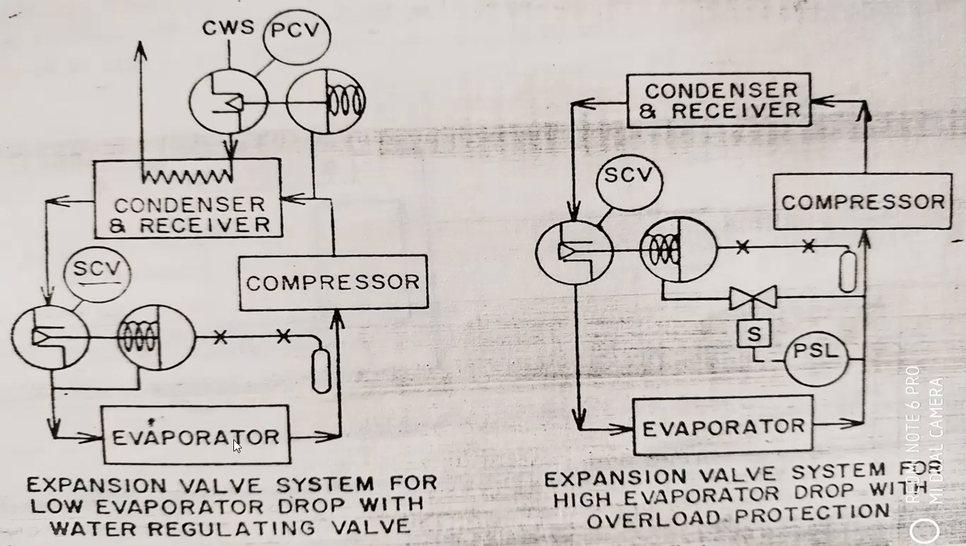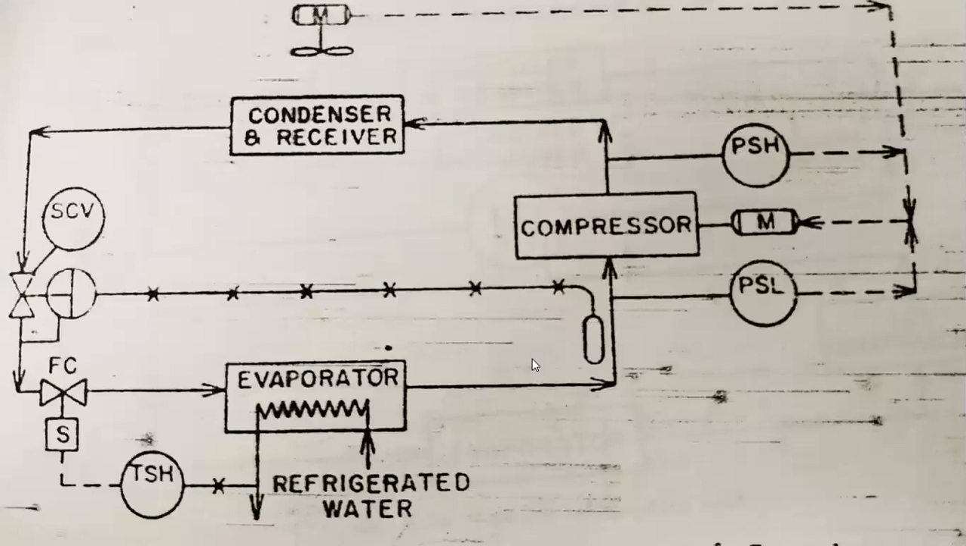For low evaporator drop, you have the sensing very close to the evaporator exit. Whereas for a high evaporator drop, you have a pressure sensing, low or high, which actually controls the control valve by sensing the temperature and again controlling the suction valve, everything else remaining the same. So the pressure sensing, low or high, is decided at the high evaporator drop with overload protection. This is basically given for overload protection.